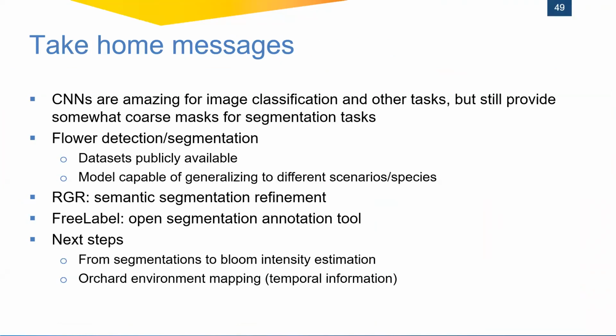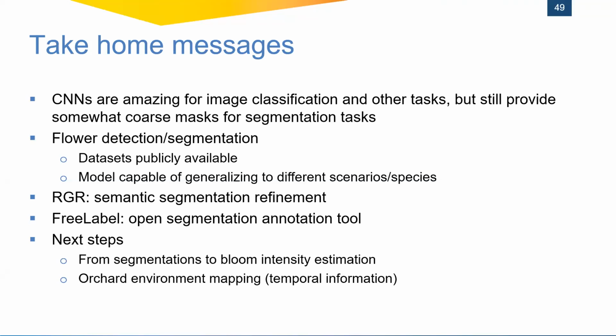We provided information on how we developed a method that can generalize well for detection of multiple species of flowers, segmenting them in the images, and also an annotation tool that hopefully will help people have a better time annotating segmentation datasets. In terms of future work, the first thing is that we want to correlate what we have as a first step, the flower segmentation, to actually have the counting of flowers and correlate it with the bloom intensity estimation that you get from people in the field.